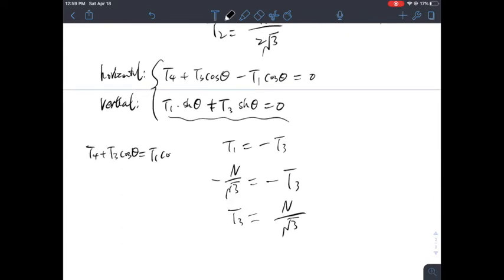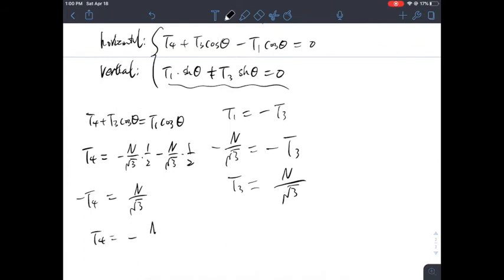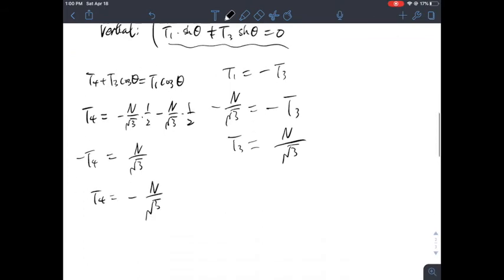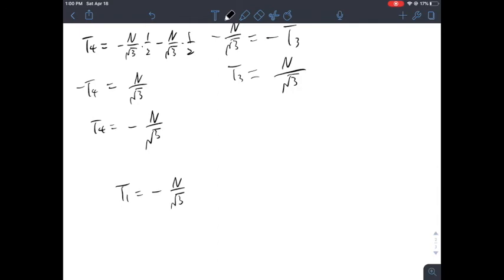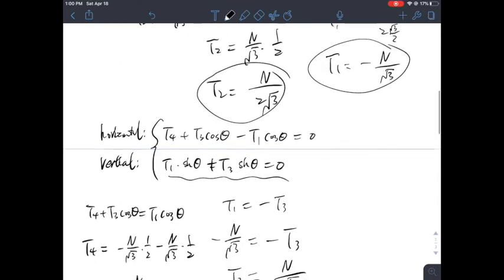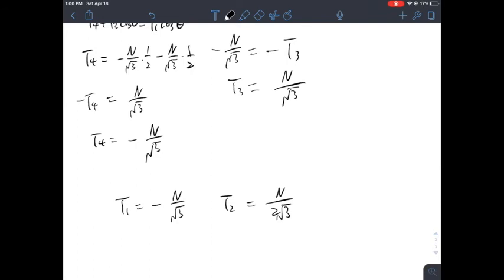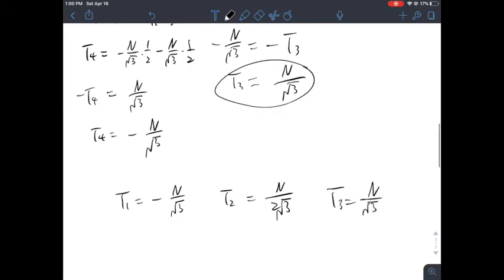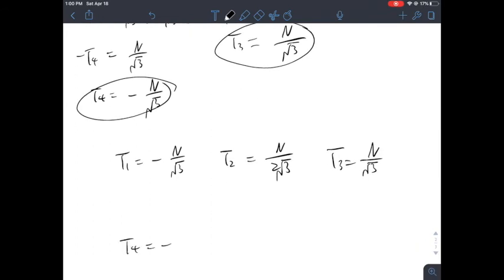Now let's plug it back into the horizontal equation we listed out. T4 will be equal to T1 cosine theta minus T3 cosine theta. We plug in T1 and T3, the values we just figured out. We get T4 equal to negative N over the square root of 3. So now we know T1, T2, T3, and T4. T1 is negative N over the square root of 3. T2 is N over 2 times the square root of 3. T3 is N over the square root of 3, and T4 is negative N over the square root of 3.